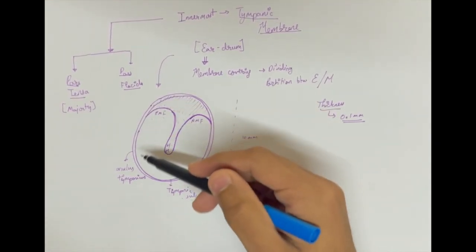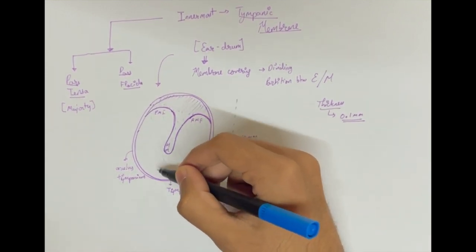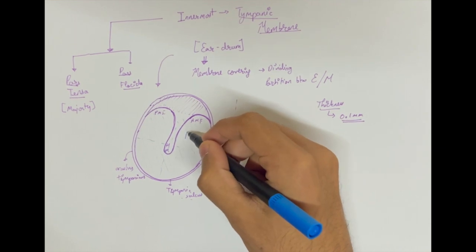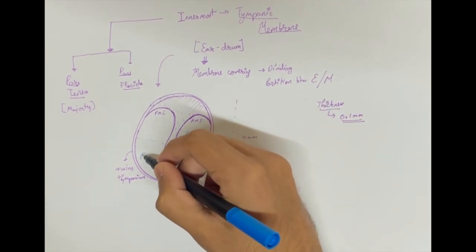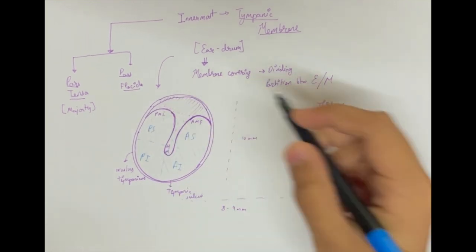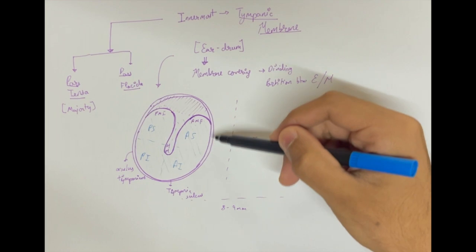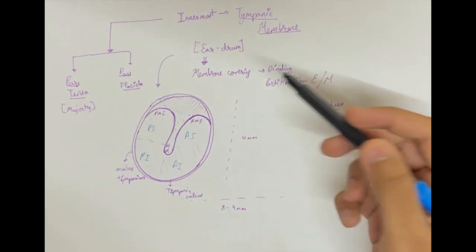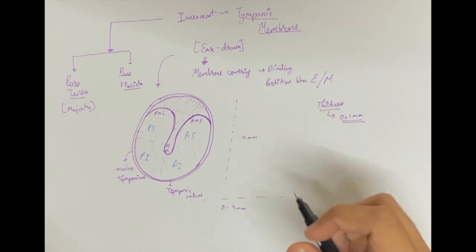Now the pars tensa can further be divided into four quadrants. You have the anterior superior, the anterior inferior, posterior inferior, and the posterior superior. The periphery, to note, is also a part of pars tensa. It is thickened to form the annulus tympanicus, which we already discussed.